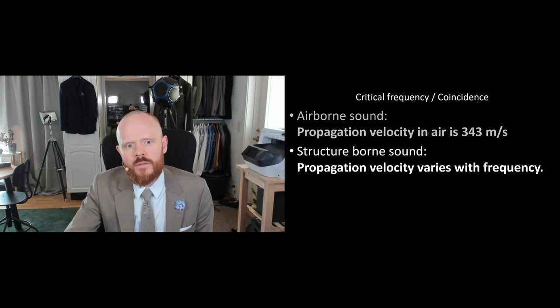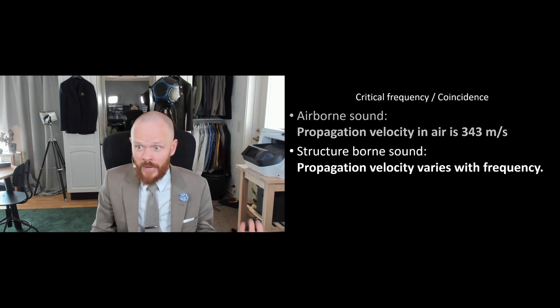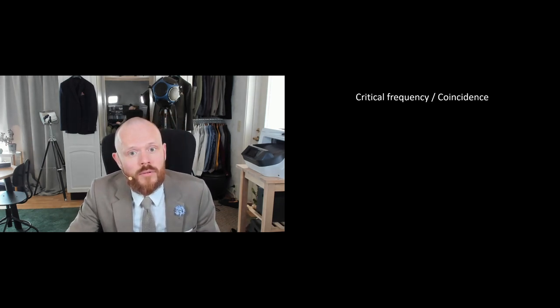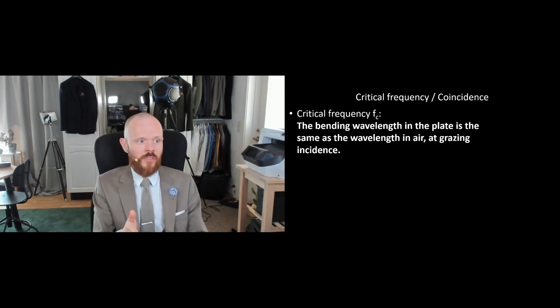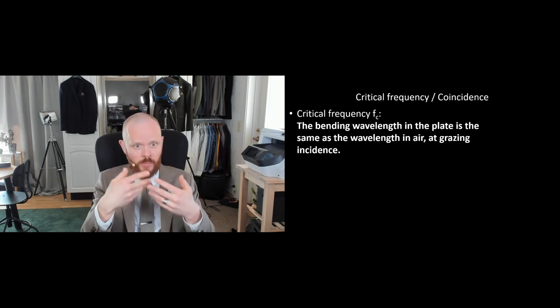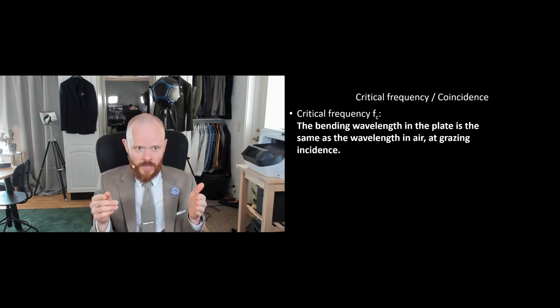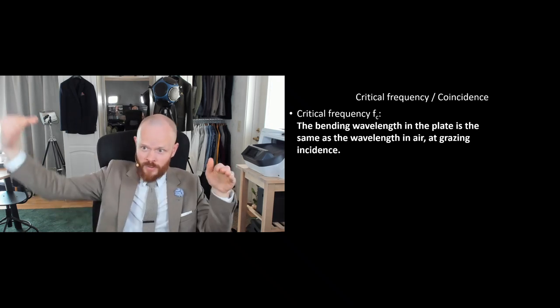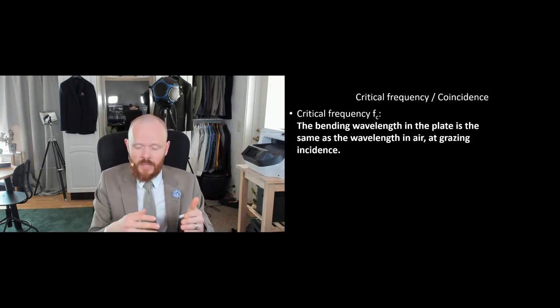Because if you have different velocity, it's harder for the sound to change the medium, to go from a plate into air or from air into a plate, for instance. So the critical frequency is defined as the frequency when the bending wavelength in the plate, I think I mentioned bending wavelengths in one of the earlier lectures, by the way, when the plate is moving back and forth and pumping air, when the bending wavelength in the plate is the same as the wavelength in air at grazing incidence, when it's coming almost parallel to the wall, and you have the same wavelength in the air and in the plate, then it's going to be an easy connection.